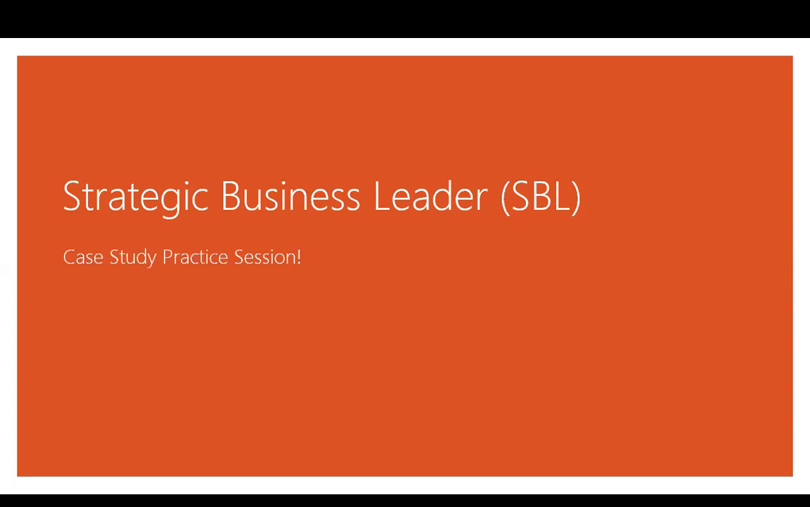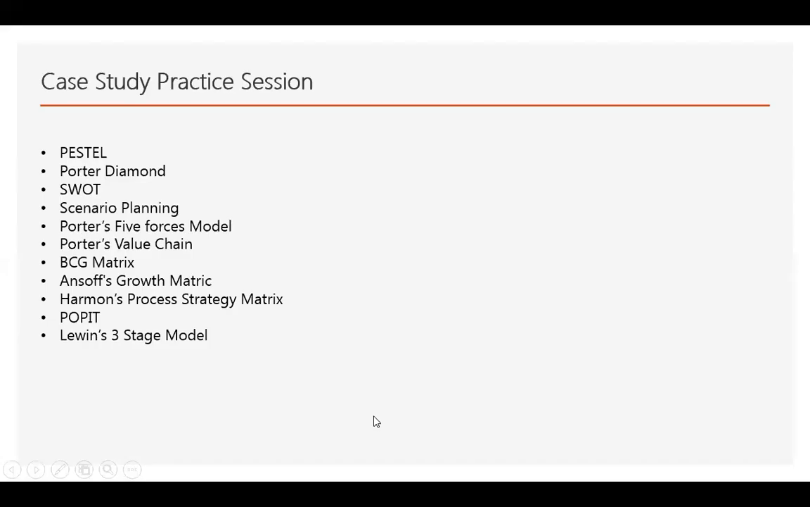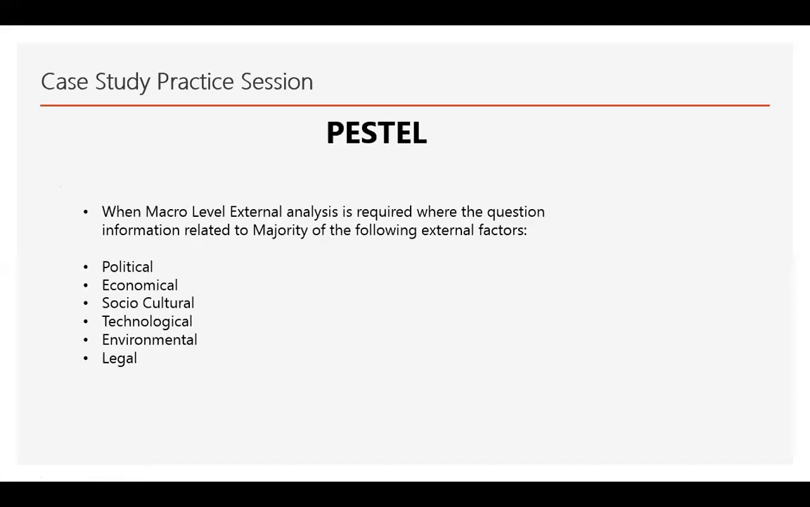So let's first try to find out the most used models and see when to use them. The most commonly used models will be the Pestle, Porter Diamond, SWOT, Scenario Planning, Porter's 5 Forces model, Porter's Value Chain, BCG Matrix, Ansoff Growth Matrix, Hayes and Wheelwright's Process Strategy Matrix, Poppet, and Lewin's three-stage model. There's another model which I forgot to mention in the slide, and that's the SAF model. So we'll be discussing that model in this video as well. Let's first start with the Pestle model.